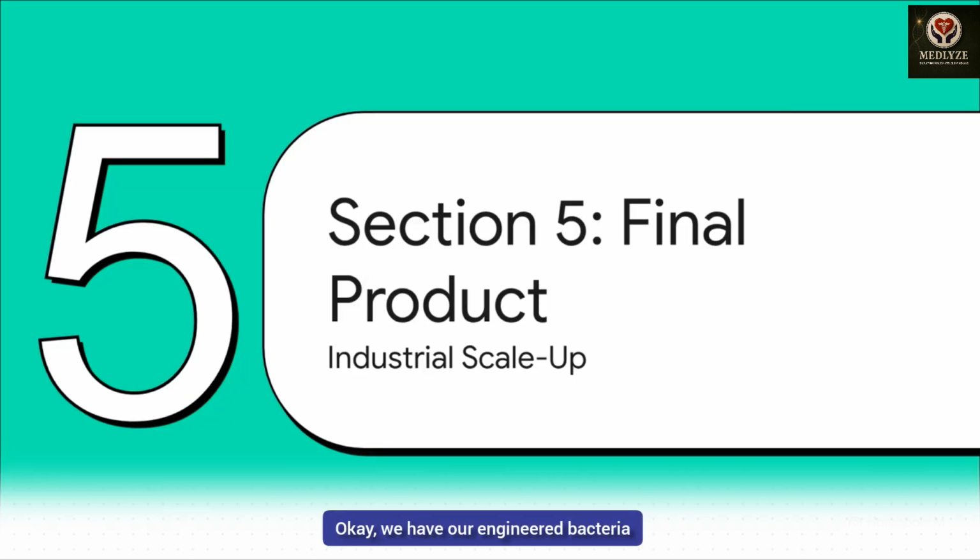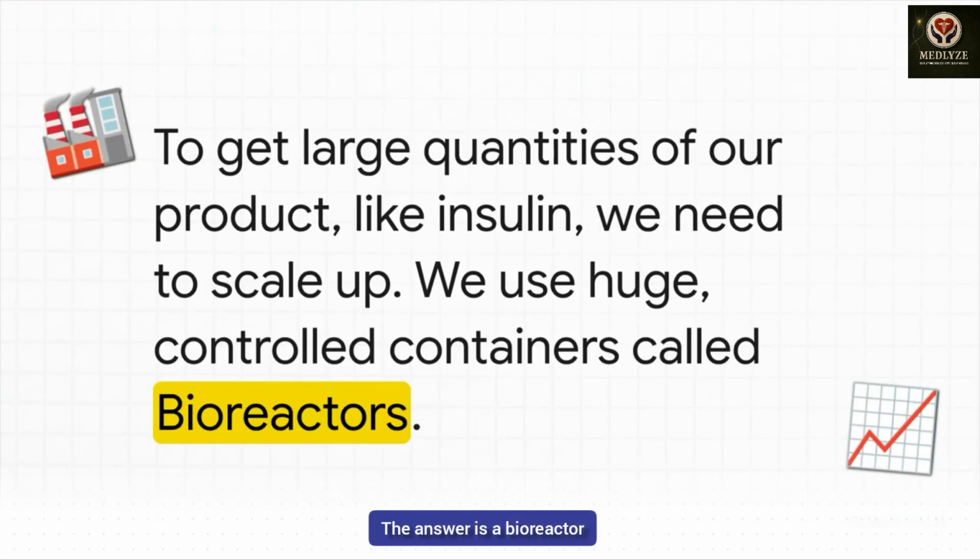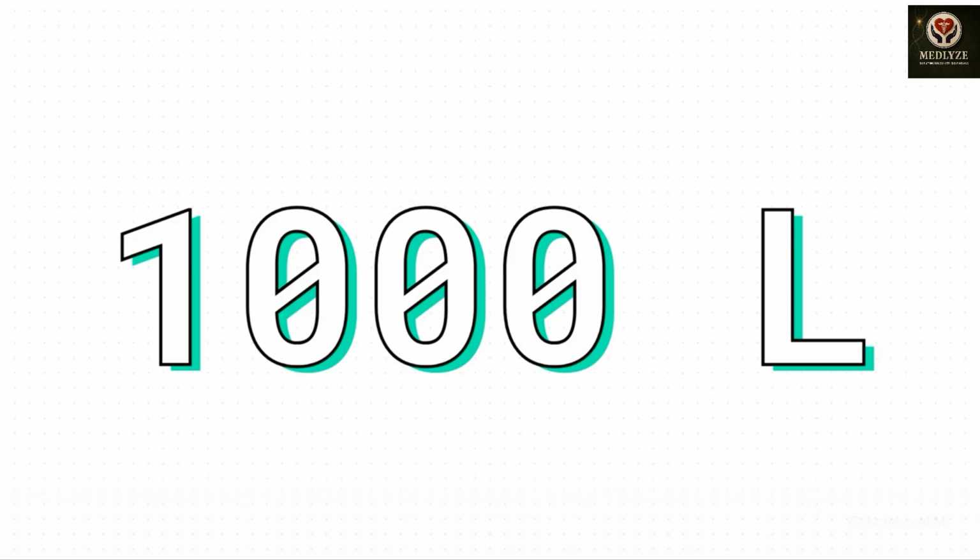Okay, we have our engineered bacteria, and they are ready to work for us. But how do we get our final product, like insulin, in large enough quantities to help millions of people? We need to scale up. The answer is a bioreactor. And this is not a small test tube in a lab, okay? A bioreactor is a massive, controlled container where our bacteria can grow and produce our protein on a huge industrial scale.